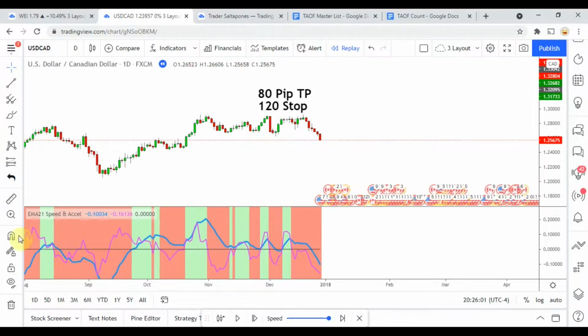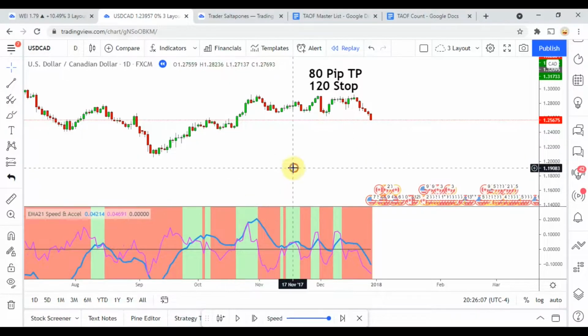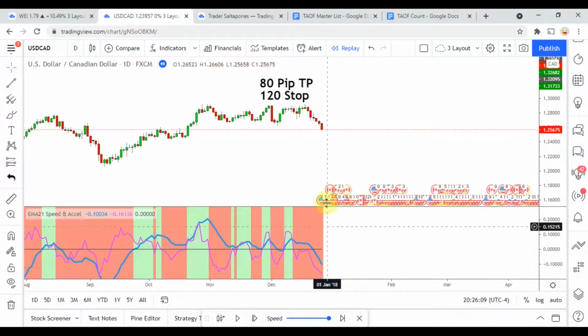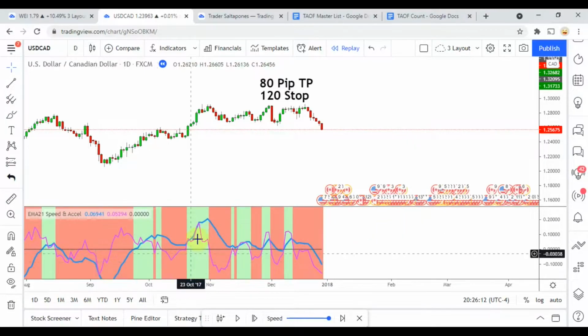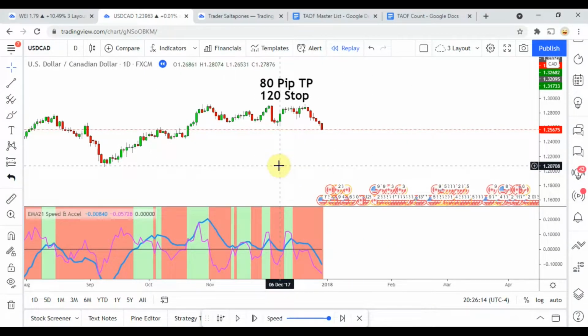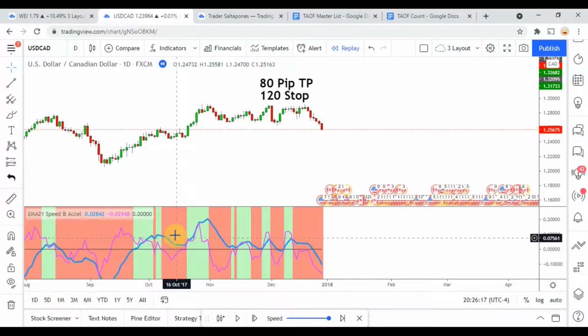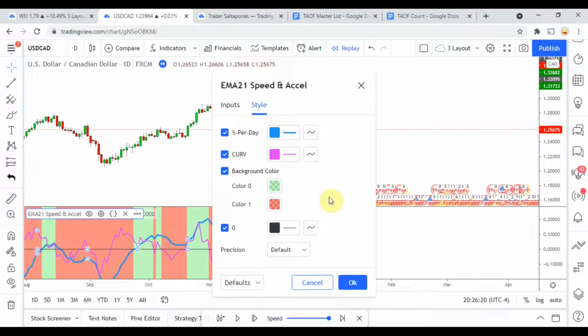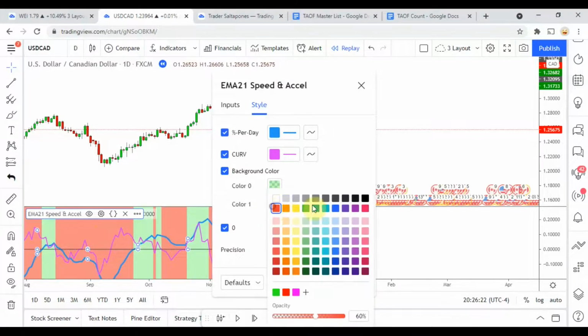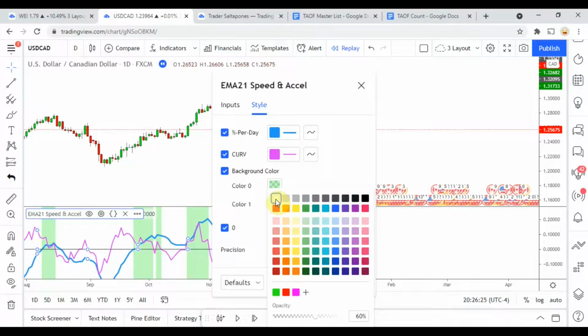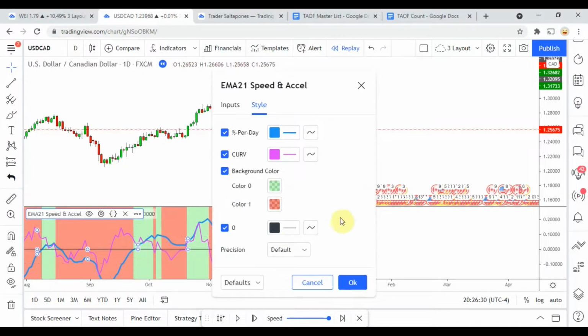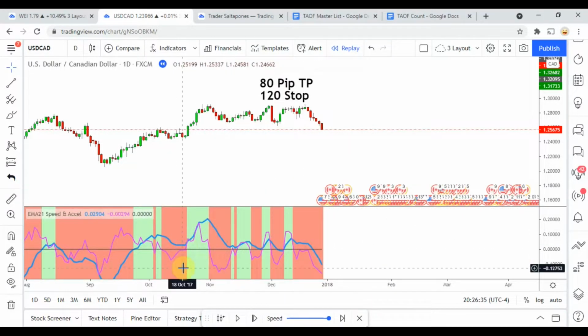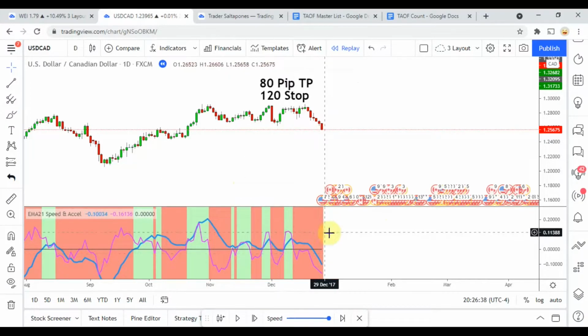Okay, so today's indicator is the EMA21 speed and acceleration indicator. You can see it here on the bottom of the screen. And really what we are looking for is the background coloration. We've done this with quite a few other indicators before. What I did was I actually had to change color 1 to red. It was white or transparent, I'm not really sure. Color 0 was already green. But when you change color 1 to red, you can see that it pops up like this.